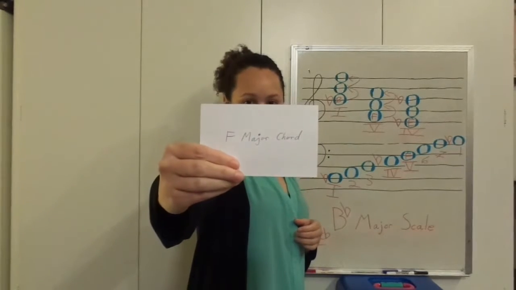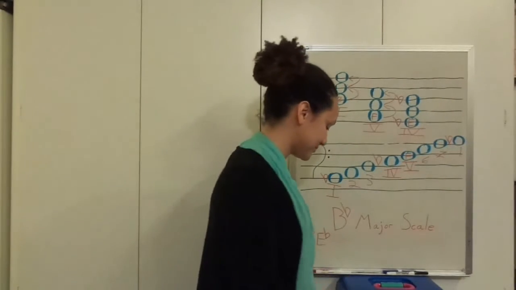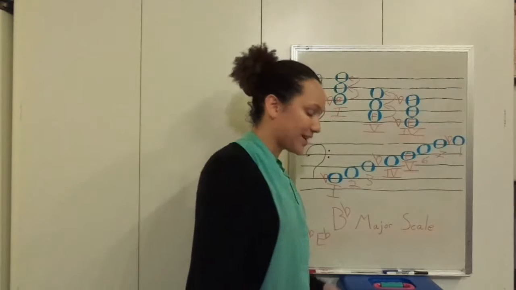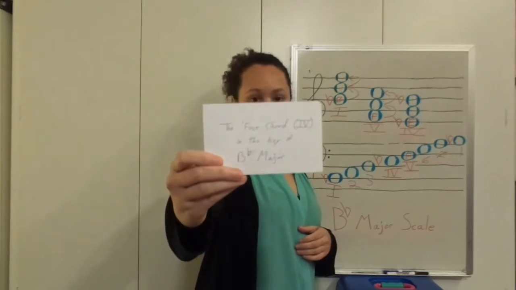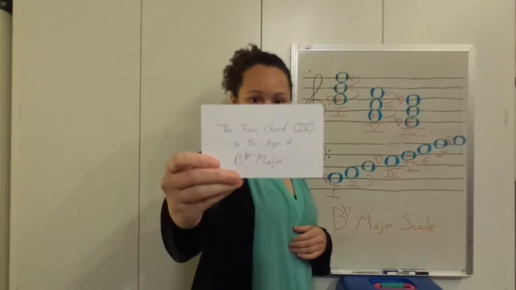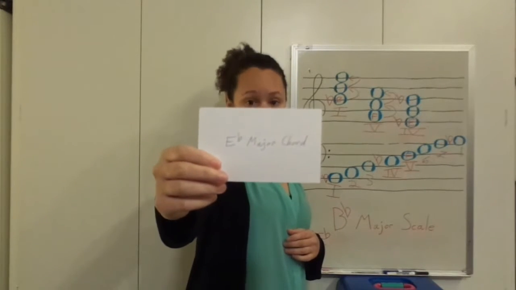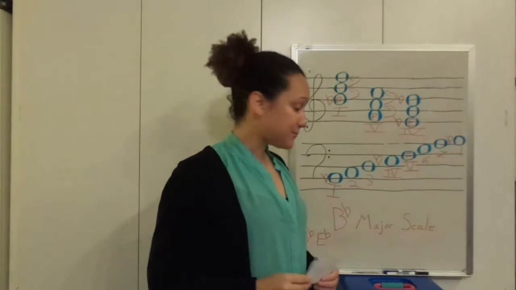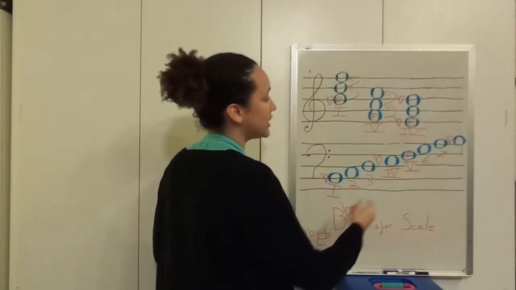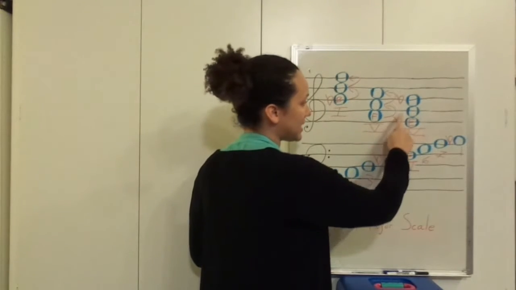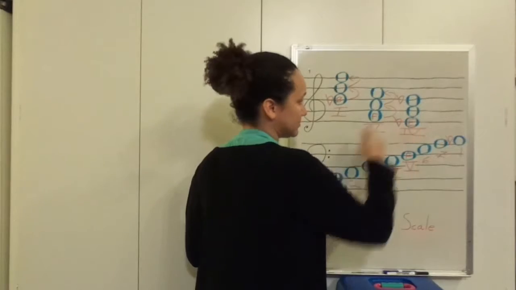the F major chord, and then finally the 4 chord. A 5th below makes the 4 chord in B flat major, and this is the E flat major chord. And for the E flat major chord, make sure that you flat both the E and the B.